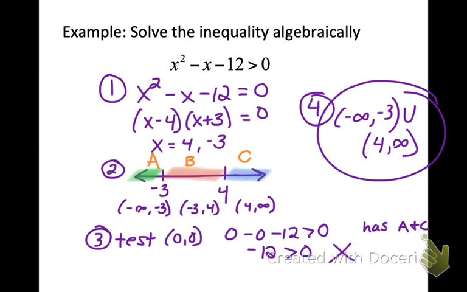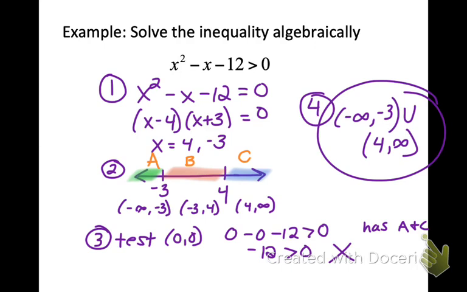Okay, again, technically we're not testing 0, 0. We're just testing 0 because we're on an x number line. See how that works? If it would have been less than, then I would have ended up with negative 12 is less than 0, which is true, which means B would be the correct solution. So then that interval right there would be my correct answer.